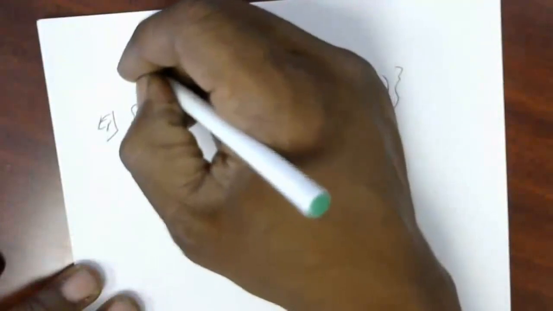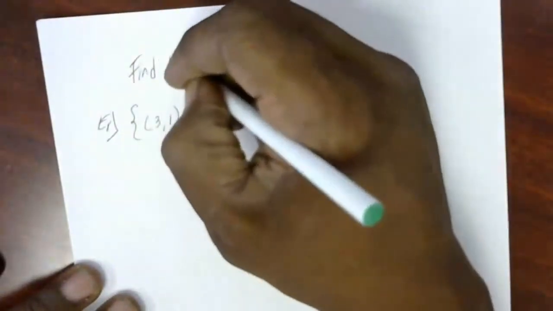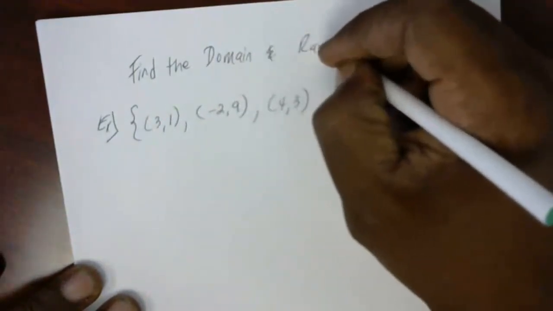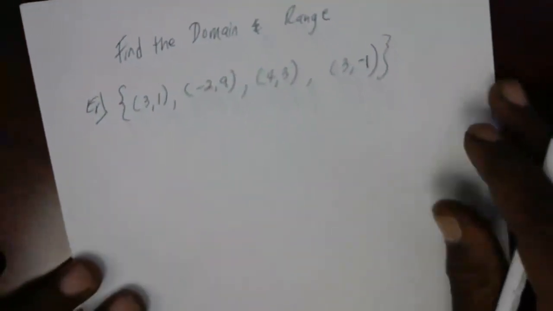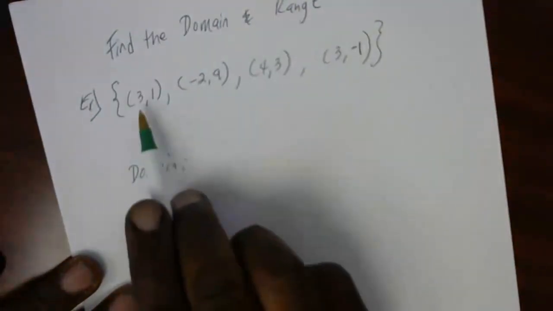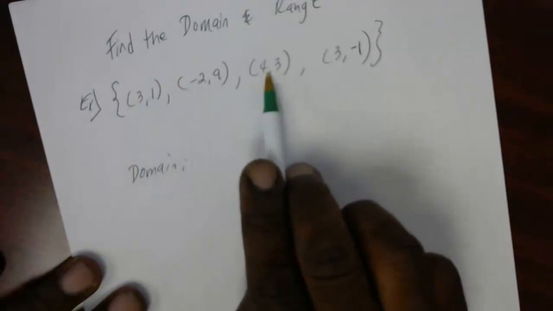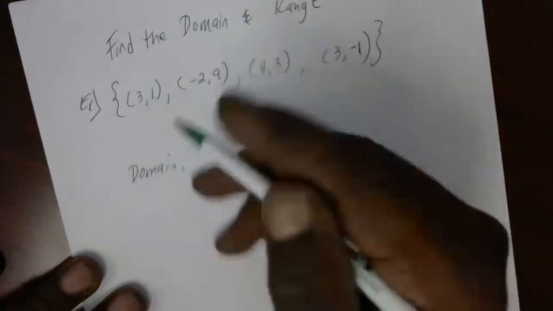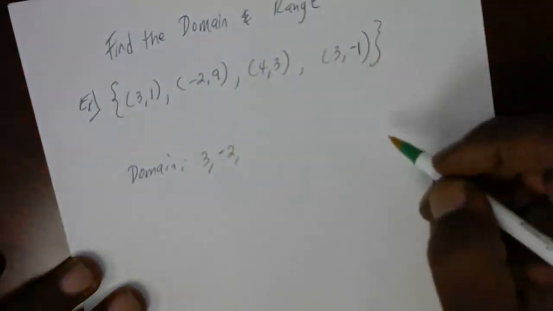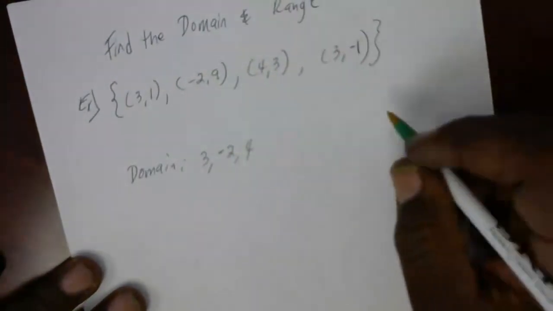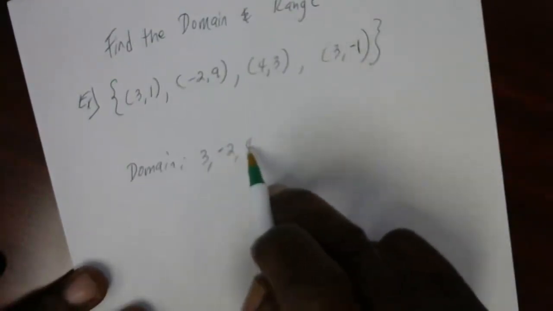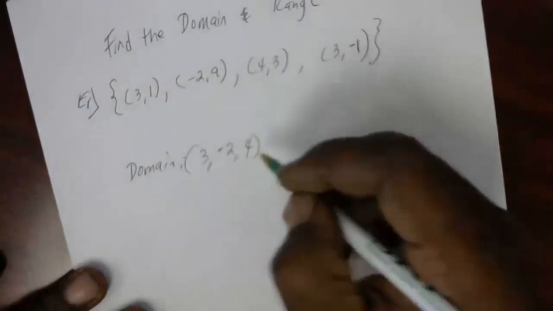All right, so we want to find the domain and the range. Okay, so our domain values are simply all of our X coordinates. So we have 3 as a domain value, -2 as a domain value, 4 as a domain value. Okay, we have 3 as a domain value again, so we don't actually list it twice. Right, so these are our domain values.